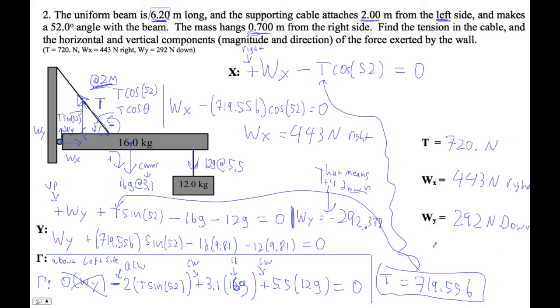Right. You could also say negative 292 newtons and put it in parentheses down. I do need you to say down. I need you to say to the right or the left. I need you to say down or up. Because I don't know necessarily what convention you use for your pluses and minuses. All right. Wow. If you get these right, by golly, you should really be proud. These are really tough problems. All right. Thank you for listening.